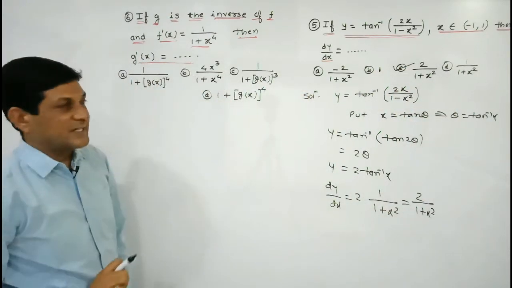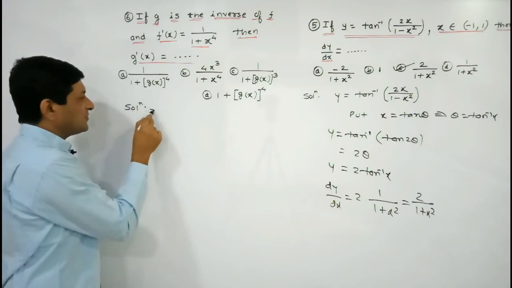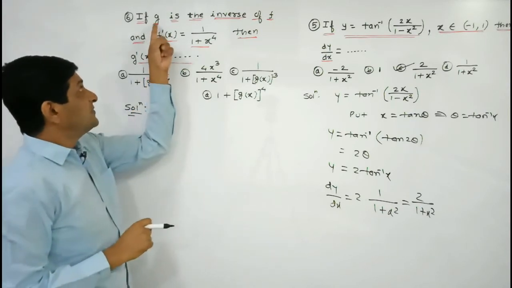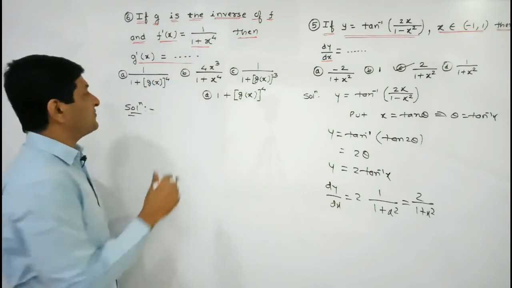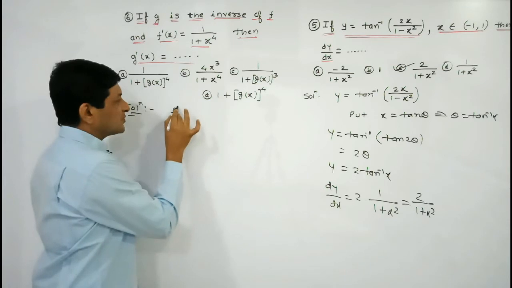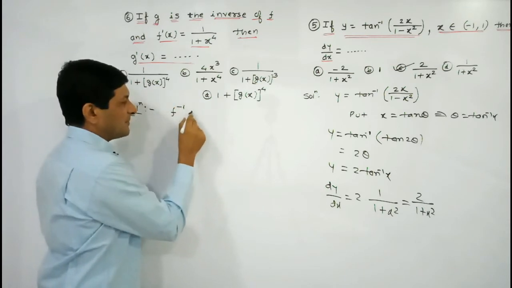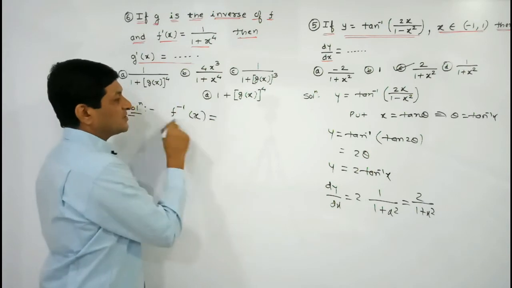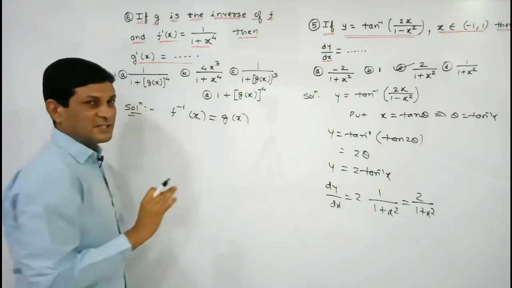Now observe the next example. In the next example, first read the given condition very carefully. So what is given to us? g is the inverse of f, means the inverse of f is denoted by f raised to power minus 1. The inverse of this f is g. So the inverse of f of x is nothing but g of x.